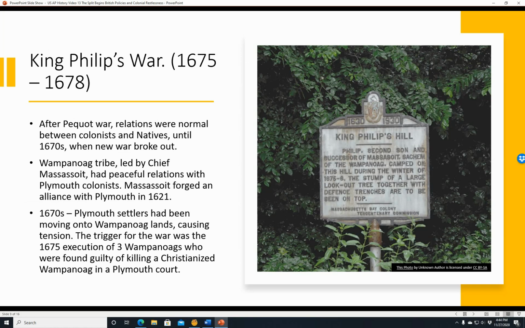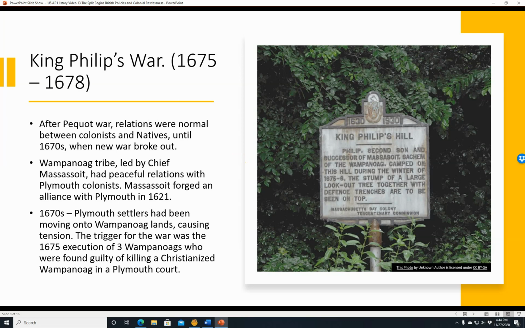King Philip's War, 1675 to 1678. After the Pequot War, relations were normal between colonists and natives until the 1670s when a new war broke out. The Wampanoag tribe, led by Chief Massasoit, had peaceful relations with Plymouth colonists, and Massasoit forged an alliance with Plymouth in 1621. However, in the 1670s, Plymouth settlers had been moving onto Wampanoag lands, causing tension.